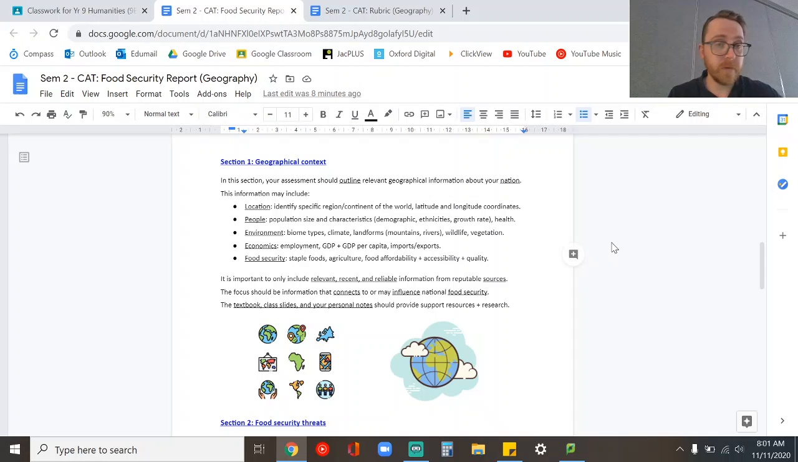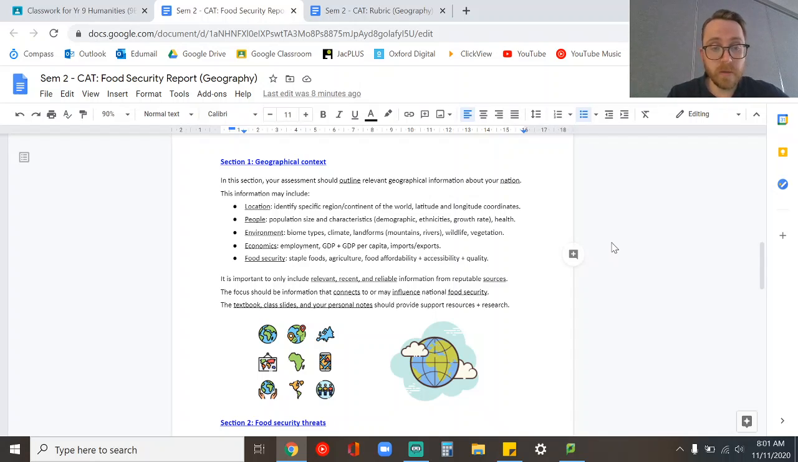If you want to flex your geographical knowledge and skills, put in the specific latitude and longitude coordinates. People, so tell me about the people in your country, so the population size and characteristics. The size of the population will obviously impact food security, so that's very relevant to include. Demographics, ethnicities, population growth: is it going up or down, because that's going to impact food security. Their overall health, so what is the life expectancy of people living in your country.